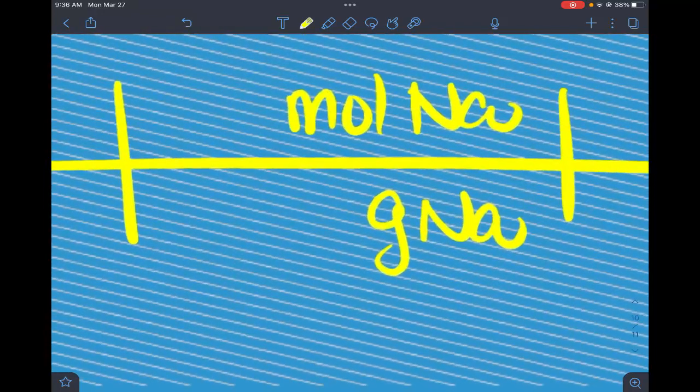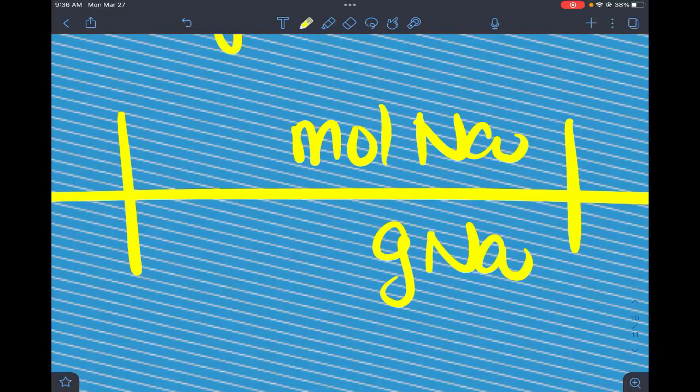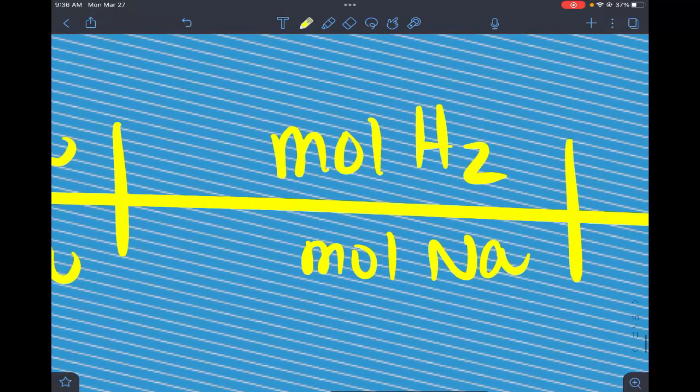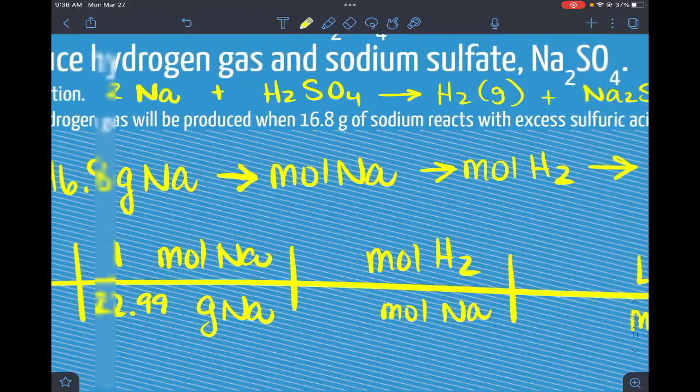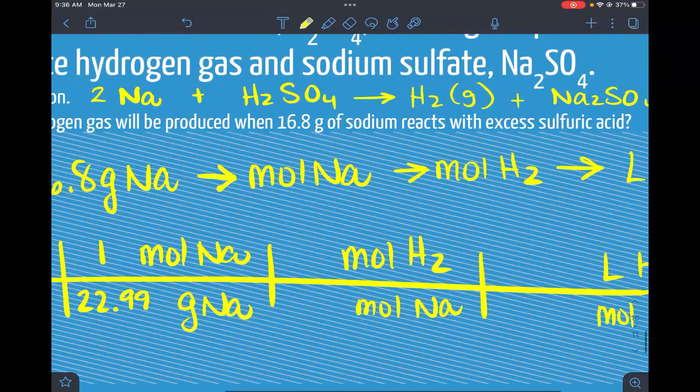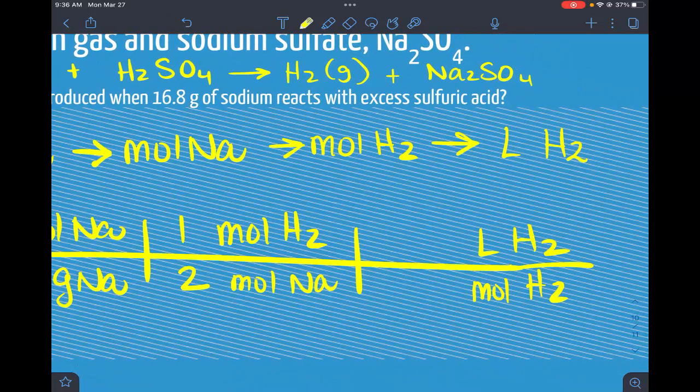All right, one conversion at a time. Moles to grams, we use 1 mole and the molar mass. The molar mass of Na sodium is 22.99. The next conversion over is mole to mole. Well, looking back at our balanced equation, the coefficient of hydrogen is a 1, so I put a 1 in front of moles of hydrogen, and the coefficient for Na was a 2, so I put a 2 in front of Na. All right, the last conversion over here on the right-hand side is liters to moles. This is the new thing. So 1 mole is 22.4 liters.